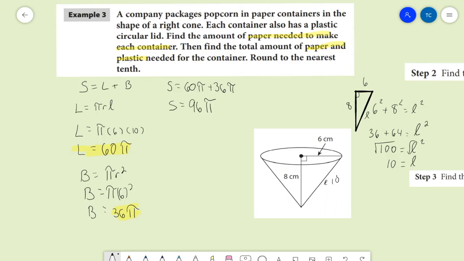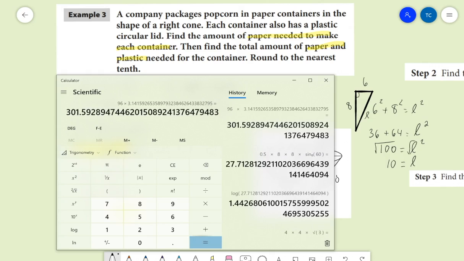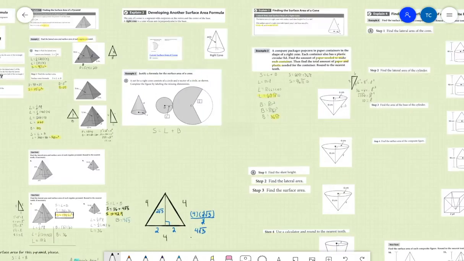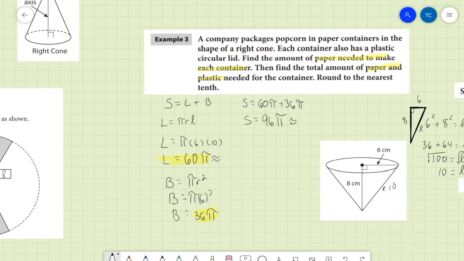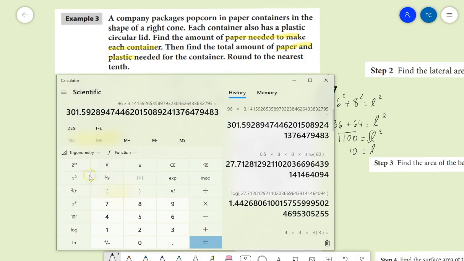And they want everything to the nearest tenth. So let's get this, and then we'll go back and do this because that's just the paper. So we'll do 96 pi first. That's going to be 301.6 square centimeters. So that's how much paper and plastic will be needed, and the amount of paper we'll do by doing 60 times pi.